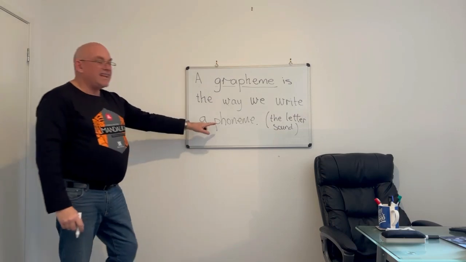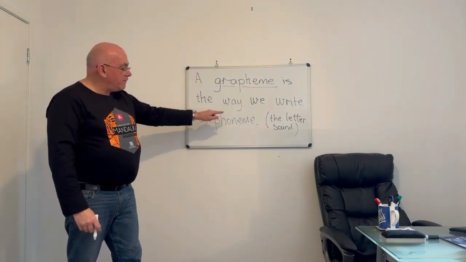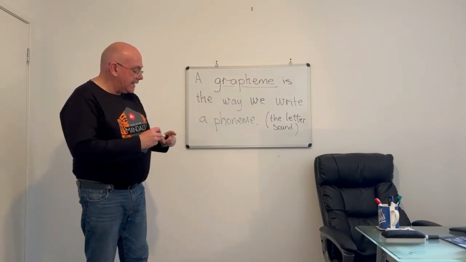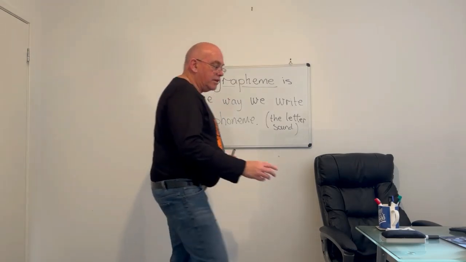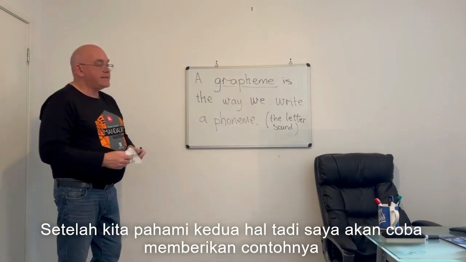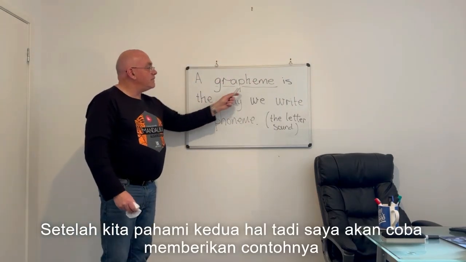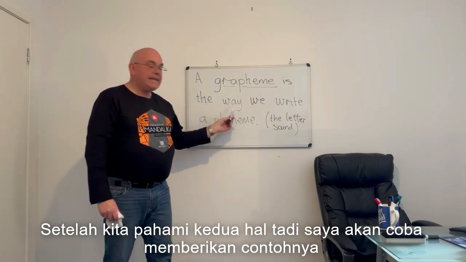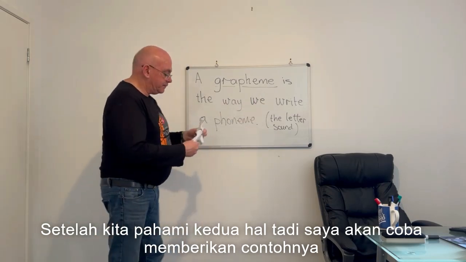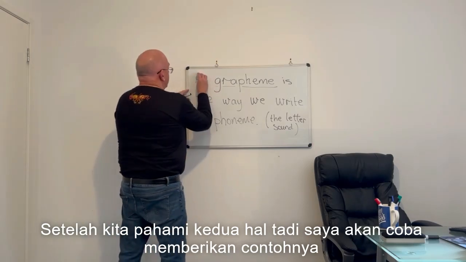Okay, so that's what the phoneme is. The phoneme's the letter sound, but we want to put it into writing so you can understand. I just want to show you some examples of a grapheme. I'll just let you have a look at that. So a grapheme is the way we write a phoneme, the letter sound.